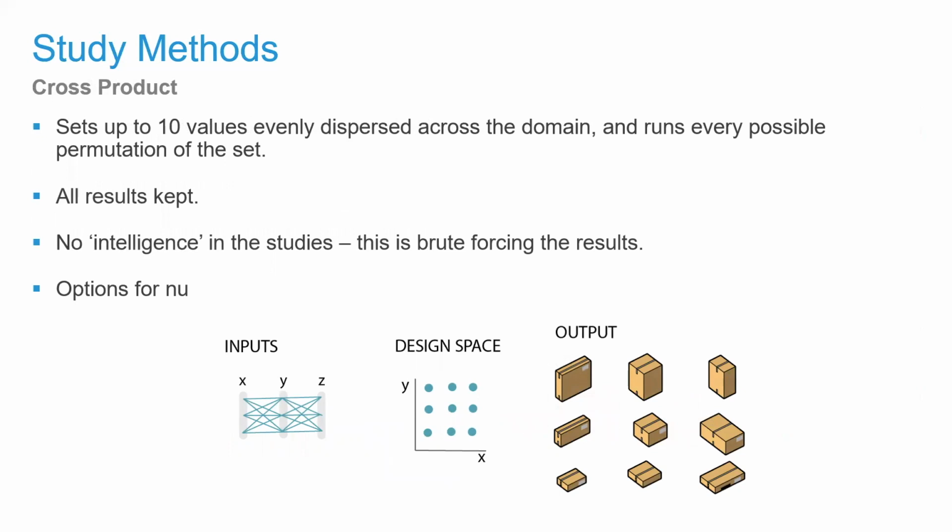The next method is cross-product. It sets up to 10 values dispersed evenly across the domain of your input. So if your input starts at 0 and ends at 9, it will test all 9. If it starts at 0 and ends at 100, you will not test all 100. You will test up to 10.